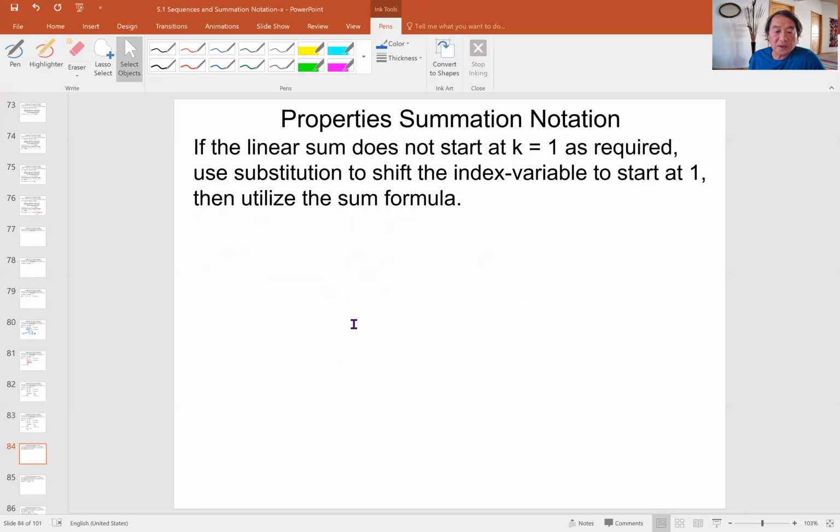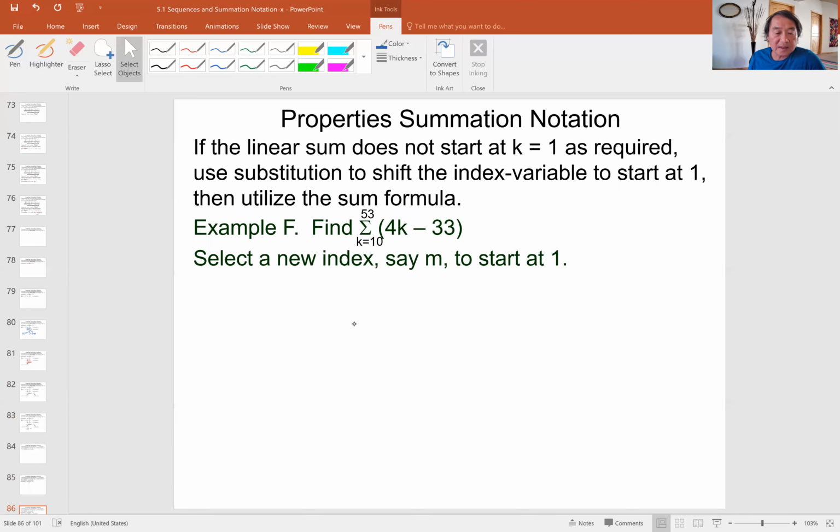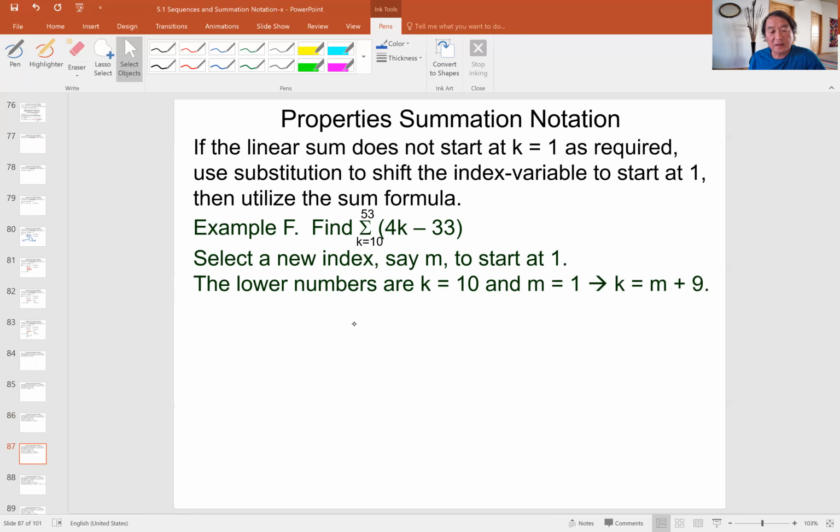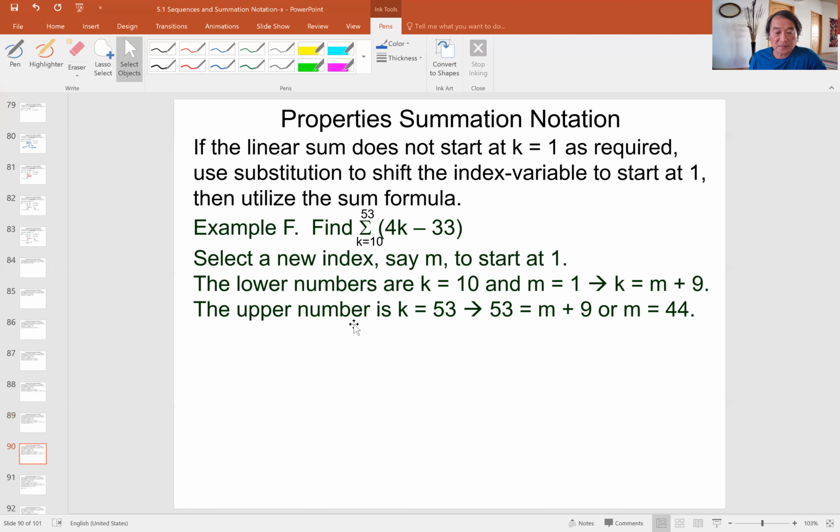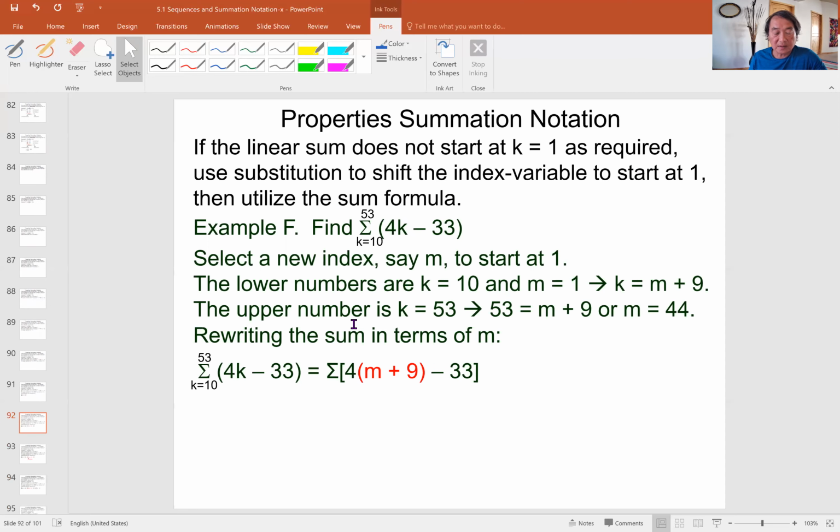I will leave you to read the example of shifting the formula, in case you don't start with k equal to 1. You can shift the formula a little bit so you can use the formula starting with 1, and so on. Okay, and that's it.